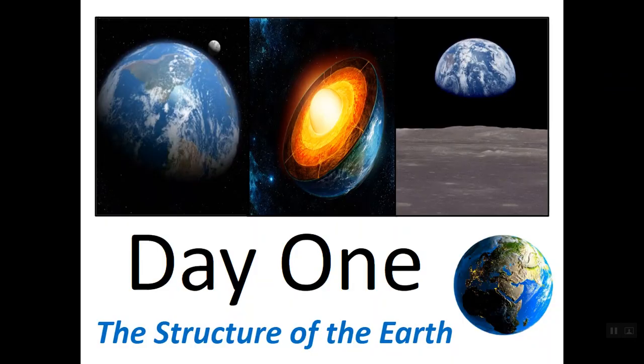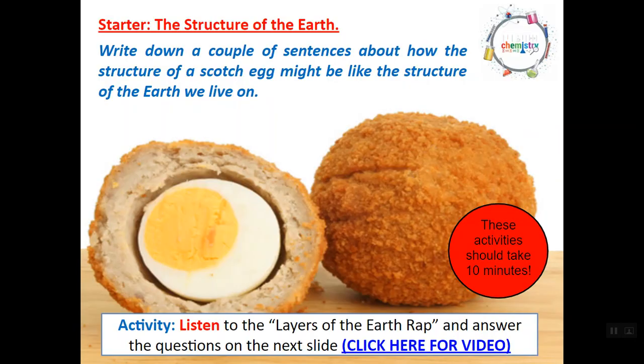Now, what I want you to do today is go through each activity, read it, have a go at it, and do your best for each part. So the first part, you're going to write down a couple of sentences about how the structure of a Scotch egg might be like the structure of the Earth we live on.